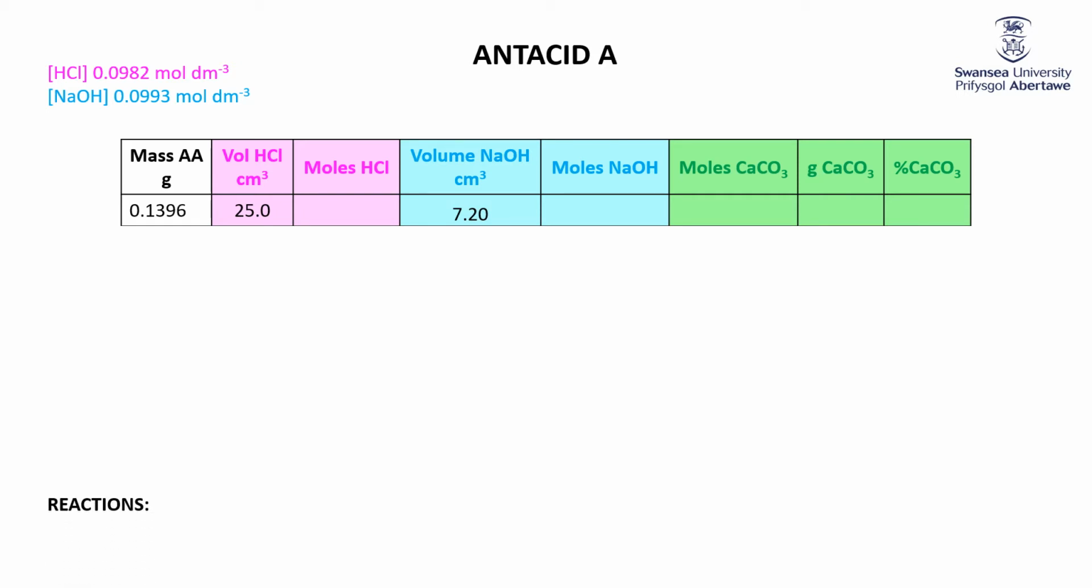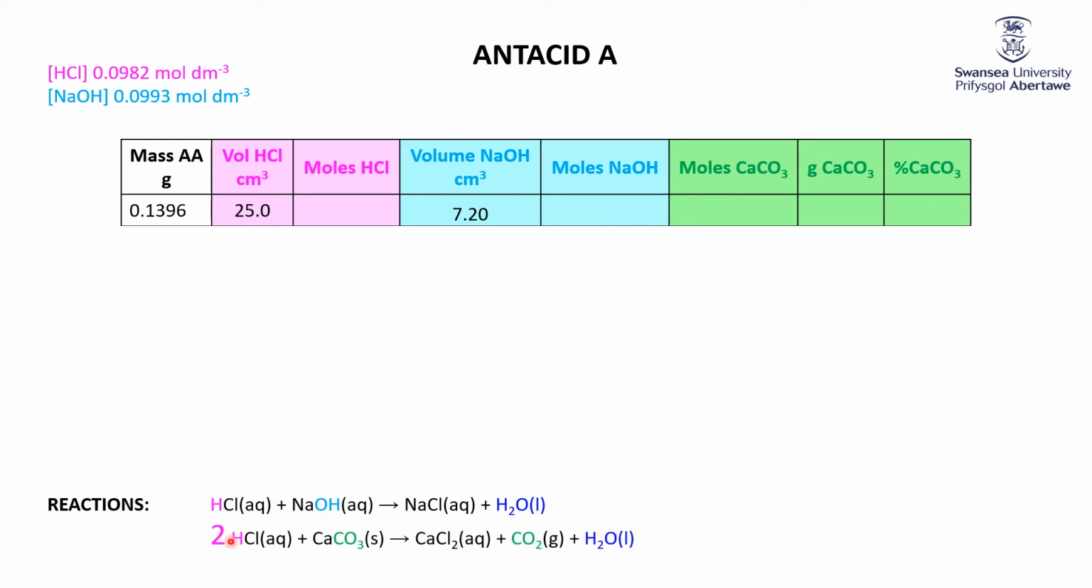Now, as we're doing the reaction, there are two reactions you need to think about. The last reaction you did was where you had a solution of HCl. This was after you'd done all the neutralization of the antacid. This was the HCl left over, which you then titrated with sodium hydroxide. That is a 1-to-1 reaction.